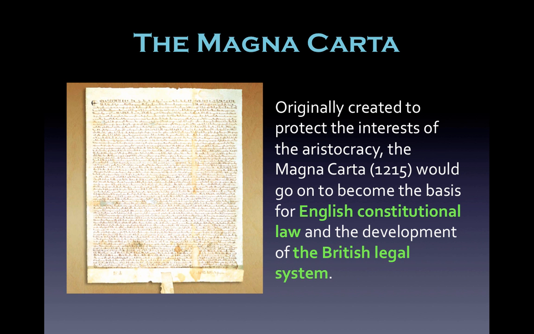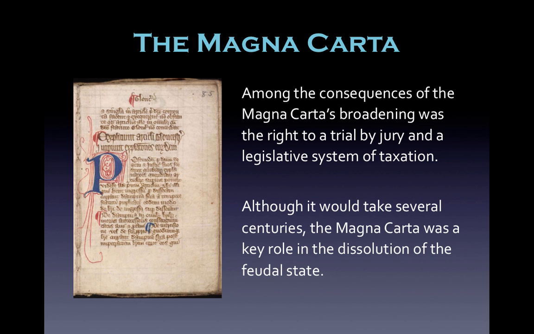The Middle Ages also saw the creation of a document that would eventually create a more equitable and democratic society. The Magna Carta was signed by John of Runnymede in 1215, and while it is true that it was designed to protect the interests of the aristocracy, it became the basis for English constitutional law and the development of the British legal system.